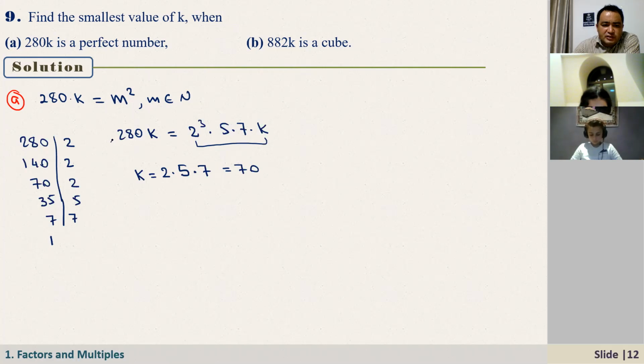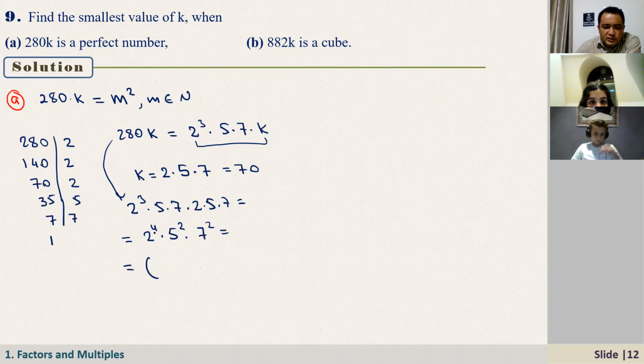If I substitute, what do we have? 2 cubed times 5 times 7, and the value of k is 2 times 5 times 7. Now if you simplify, here we have 3 2's and one more 2, so 2 to the power of 4. 5 times 5 is 5 squared. 7 times 7 is 7 squared. And 4 is 2 squared, so here we have 2 squared times 5 squared times 7 squared.